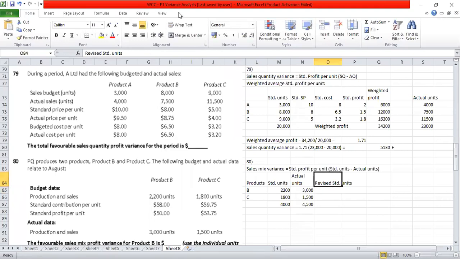The total will be adjusted according to the actual quantity. What is the total actual quantity, actual number of units? It is equal to 4,500. In the ratio of 22:18, we have to adjust that. 22:18 is equal to 4,500 into 22 divided by 40, and 4,500 into 18 divided by 40.